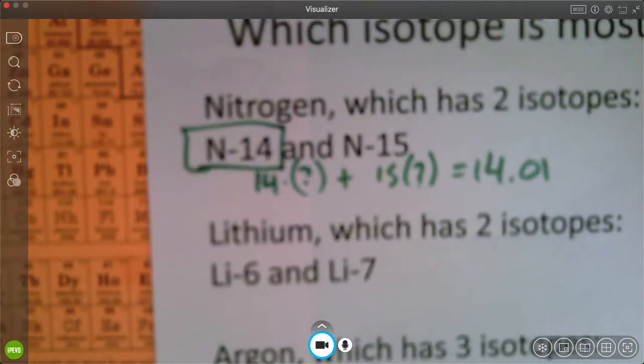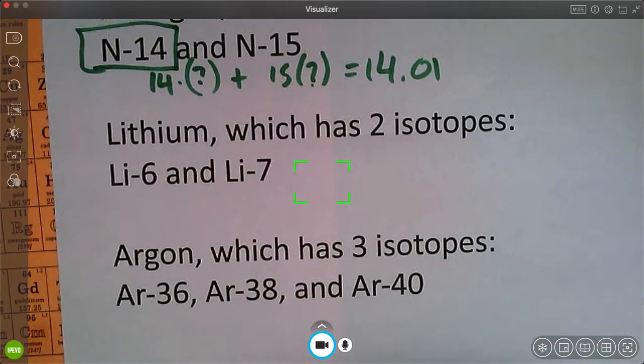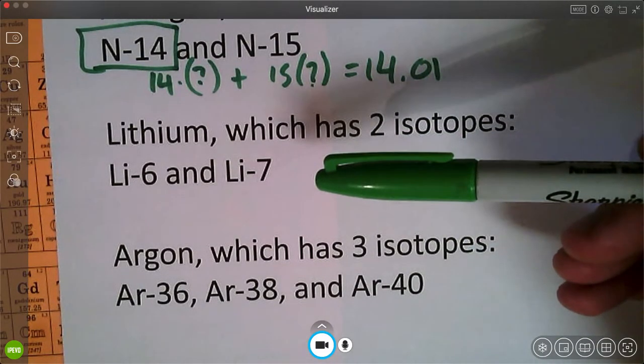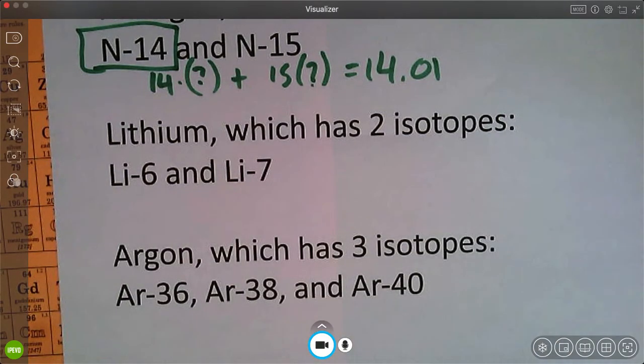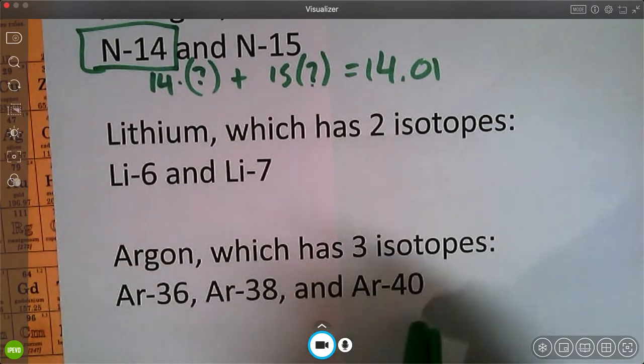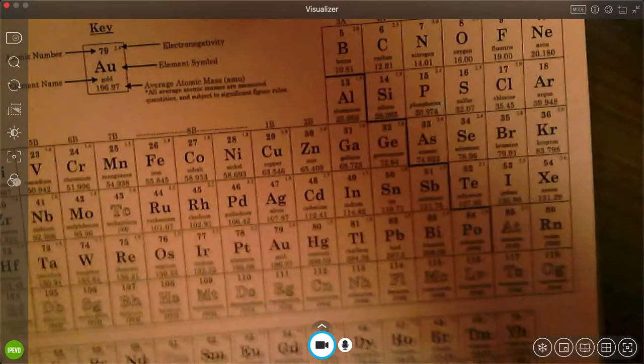Okay? So what I want to do here is have you guys pause the video. Lithium. Take a look at lithium's mass on the periodic table, the average atomic mass. There's two isotopes there, lithium-6 and lithium-7. Which one does a natural sample of lithium probably have more of, 6 or 7? And the same thing for argon. It has 3 here, so 36, 38, and 40. Look at argon's average atomic mass on the periodic table. Which one is probably the most common here? Got an answer? Okay. So periodic table, I'm going to zoom in here.